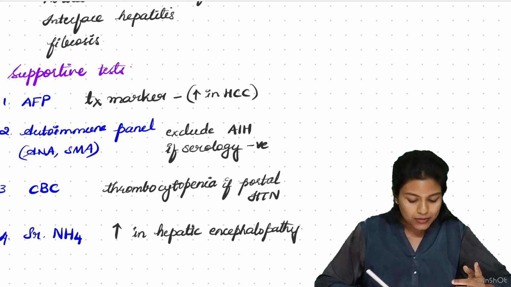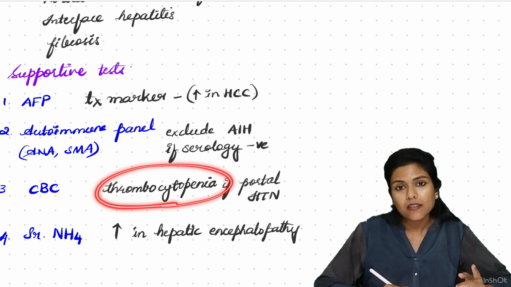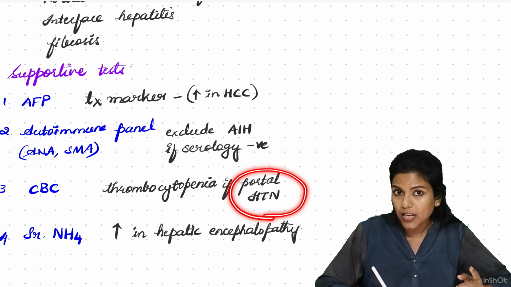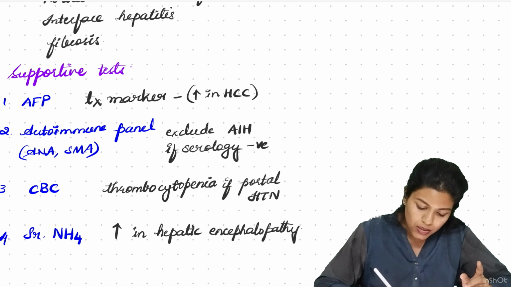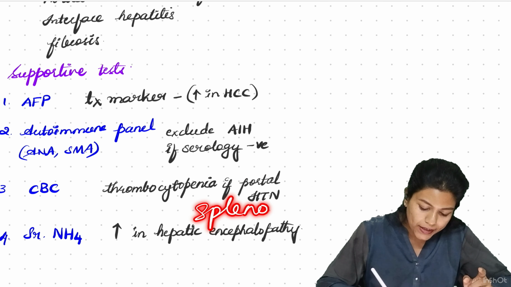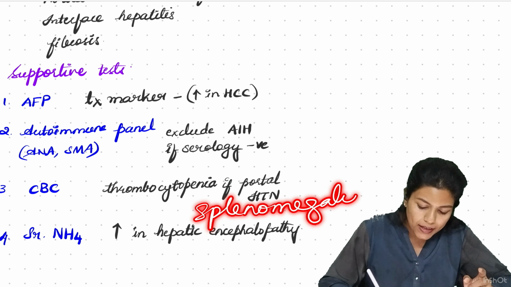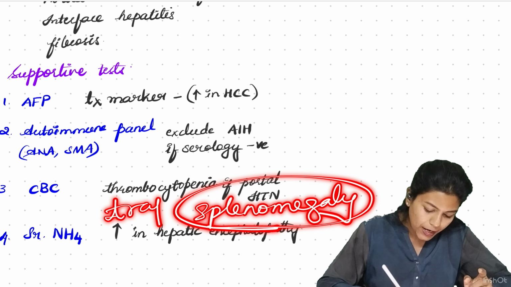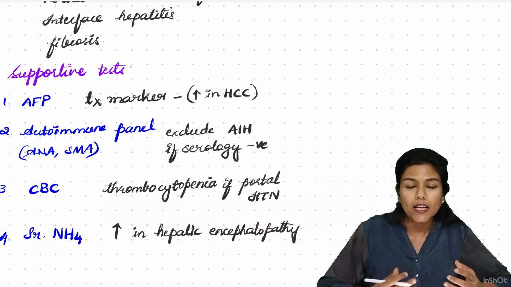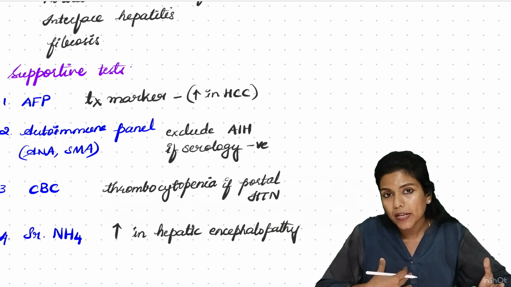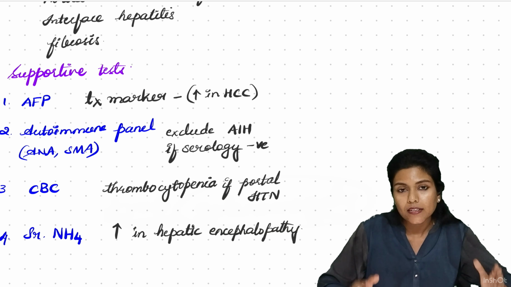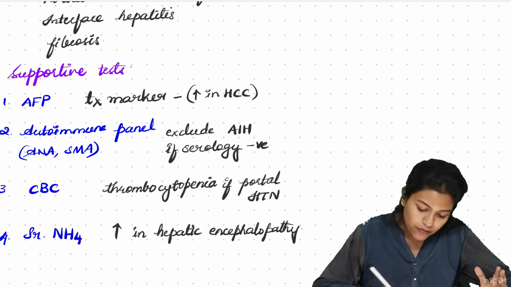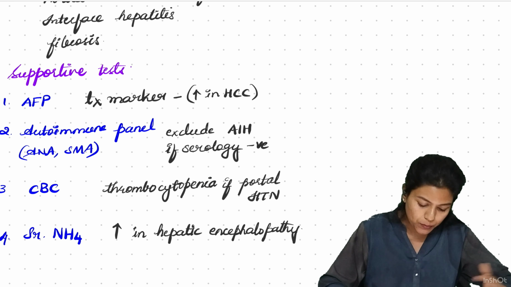In CBC, there will be thrombocytopenia. Why does the platelet count go down? Because of portal hypertension. Whenever there is portal hypertension, there is backflow of blood to the spleen, and there will be splenomegaly. The enlarged spleen will trap more platelets, with more lysis of platelets, therefore thrombocytopenia. The platelet count goes down because of portal hypertension or splenomegaly.